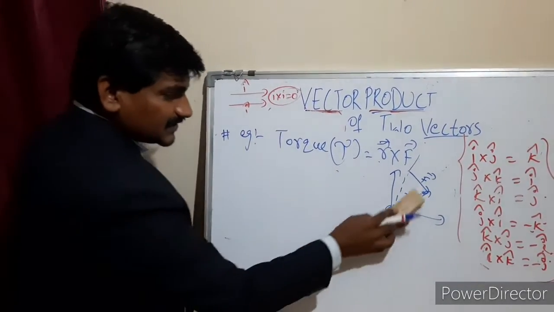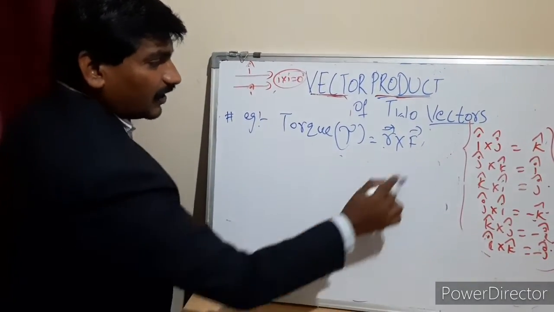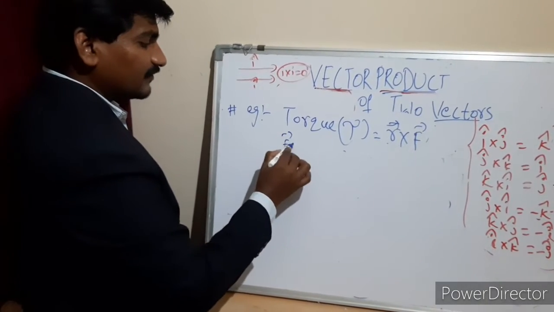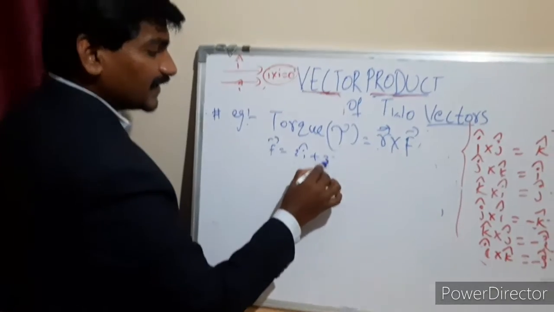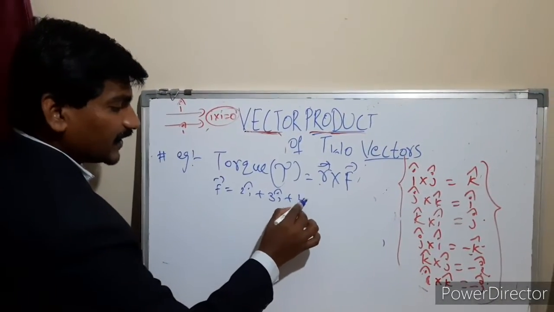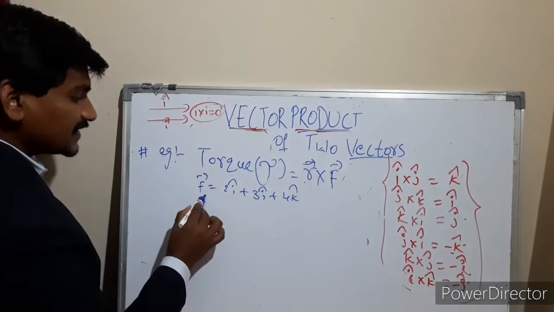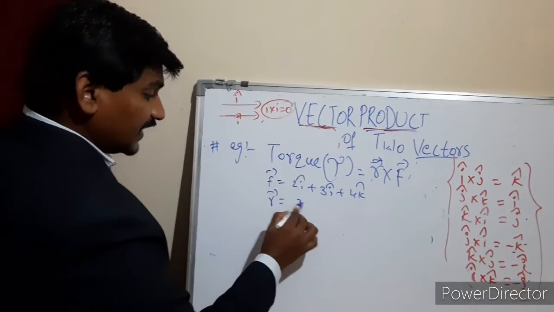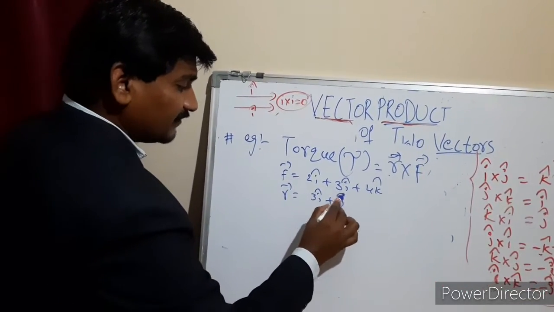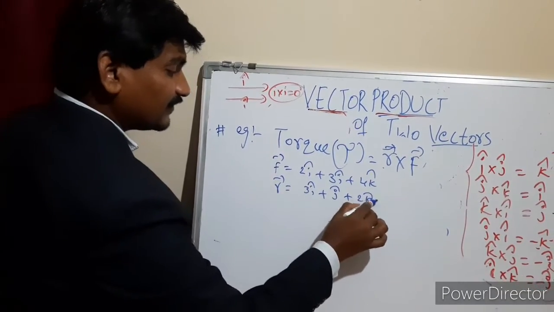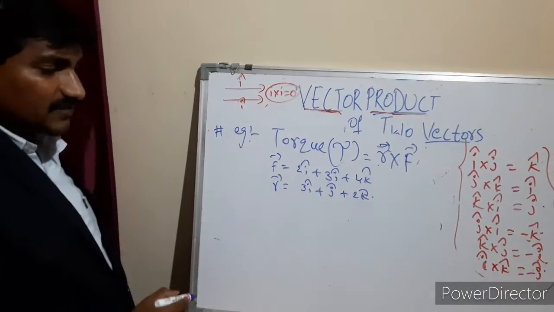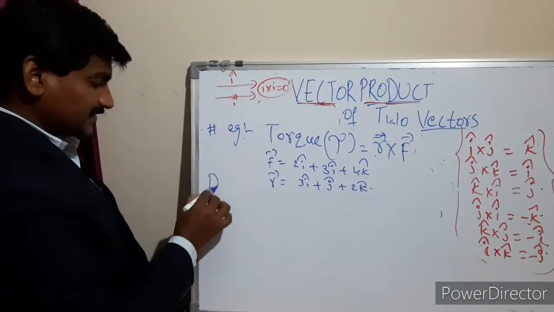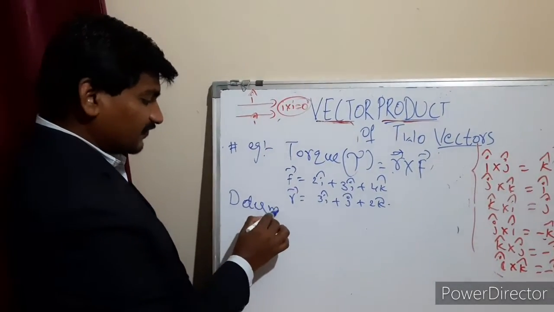Now we will check how the cross product will work. Let us say the force vector is 2i plus 3j plus 4k, and the displacement radius vector is 3i plus j plus 2k. How can we do the cross product of these two? There is a determinant method. What is that? Finding the determinant.